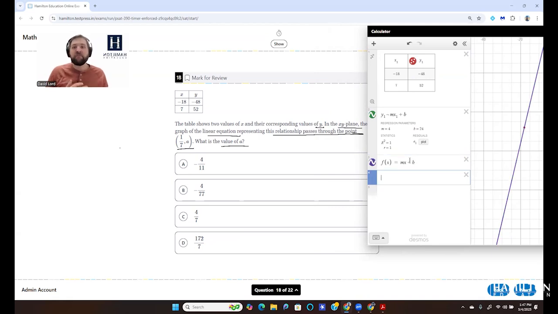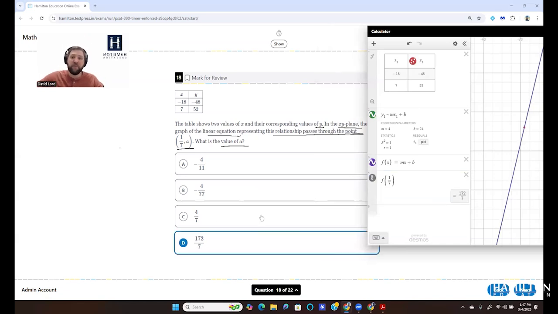And because Desmos is smart, it takes the m and b that it found earlier and puts it in there. So now we just have to type in f of 1/7. And there we go. The a value is 24.57. Now you're like, what fraction is that? Well, you press the fraction button, boom, 172/7, D is your answer.